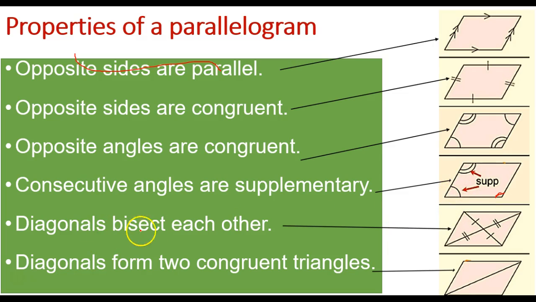The diagonals bisect each other, cut each other in half. So this diagonal will cut the other diagonal in half, and this diagonal will cut this one in half. And then the diagonals form two congruent triangles. So if I cut this, it's going to be congruent triangles. Why? Because this side is congruent to this side, and this side is congruent to this side, and this side is congruent to itself. So by SSS, this triangle is congruent to this triangle.